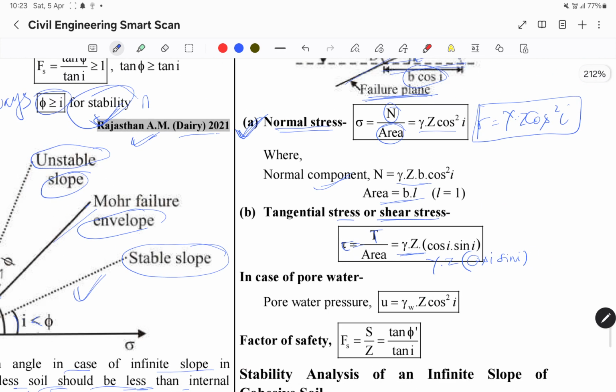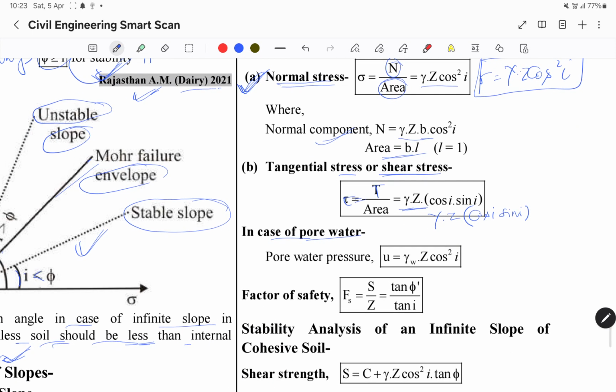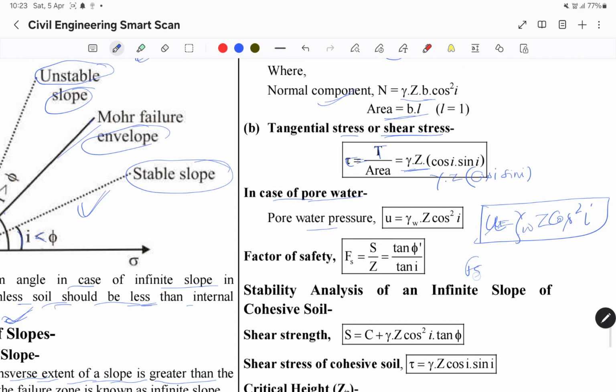Tangential stress or shear stress. In case of the pore water pressure, u is gamma w into z cos square i. The factor of safety Fs is equal to tan phi upon tan i.